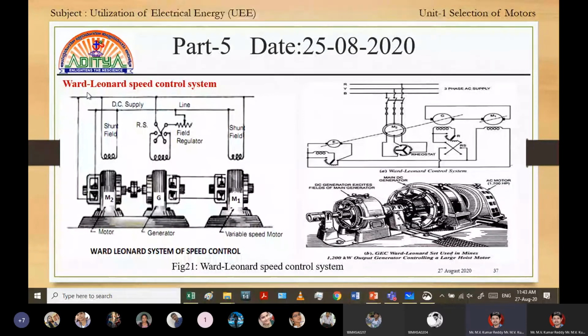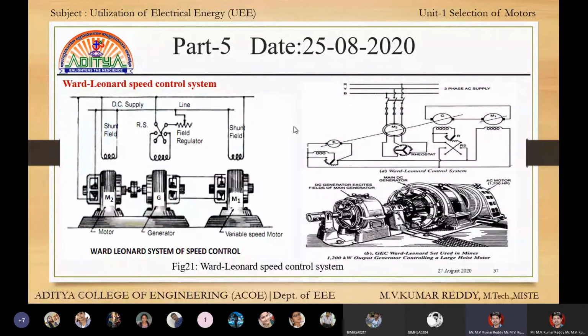This is the Ward-Leonard method. This Ward-Leonard method basically works on a voltage control method. At any speed, this method can be used, for any type of speed, like fine speeds also.